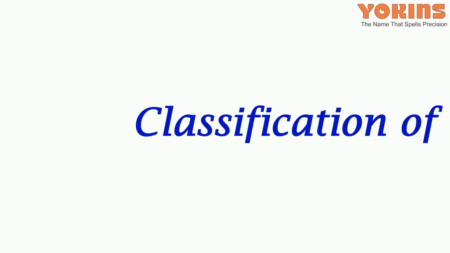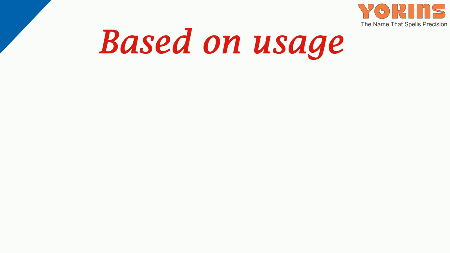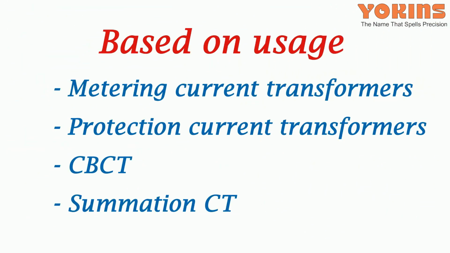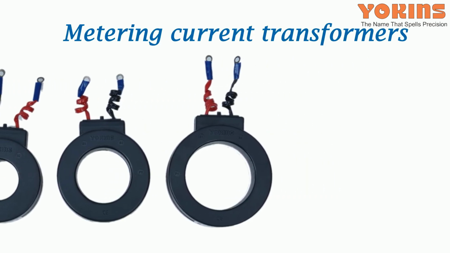Classification of CTs. Classification of CTs can be done in three ways: based on usage, based on primary current flow, and based on their outer construction. There are four types of current transformer based on their usage: metering current transformer, protection current transformer, CBCT, and summation CT. First, we'll discuss the metering current transformer.